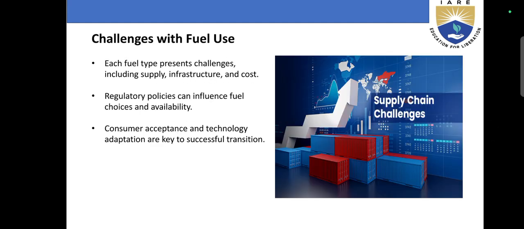Each fuel type presents challenges including supply, infrastructure, and cost. Regulatory policies can influence fuel choices and availability. Consumer acceptance and technology adaptation are key to a successful transition. Attention must be given to infrastructure and cost.